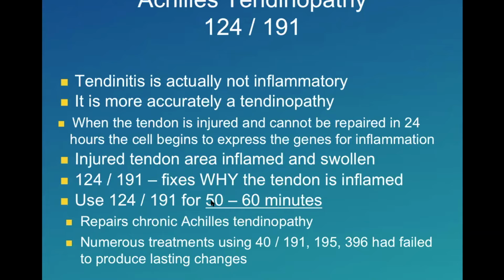Did you ever think about why torn and broken in the tendon works for tendonitis? Because it's not inflammatory. Tendonitis is not actually inflammatory. It's a tendinopathy. It happens when the tendon is injured and can't be repaired within about 24 to 48 hours. The cell begins to express the genes to secrete inflammation.